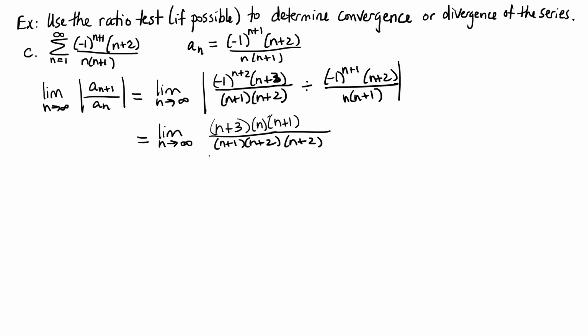We can reduce a little bit, so n+1 divides out, and we're left with the limit as n goes to infinity of n squared plus 3n in the numerator. In the denominator, we have n squared plus 4n plus 4. So highest power dominates, so we're going to look at the coefficients there. Since the powers are equal, it's just going to be 1, which is bad news for the ratio test, because the ratio test is inconclusive when the limit equals 1.